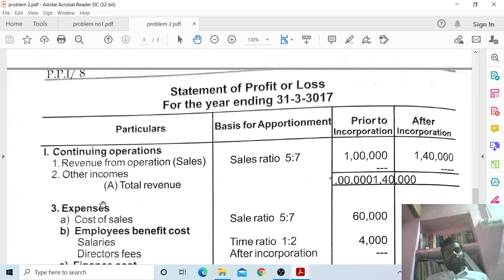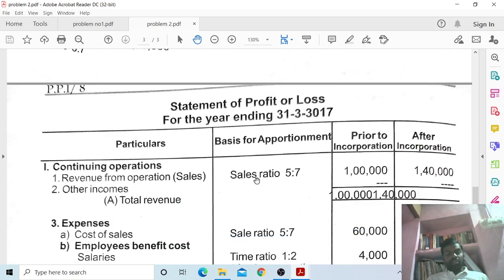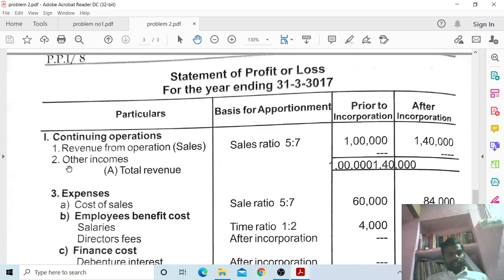Now let us start with the statement of profit and loss account. For the year ending 31/3/2017, the basis of proportion, prior to incorporation and after incorporation period. I have to write it the same as in the question. Continuing operations: first, revenue from operations. Sales is already given, calculated in the sales ratio, 1 lakh and 1 lakh 40,000. Other income is nil. Total revenue 1 lakh 40,000.